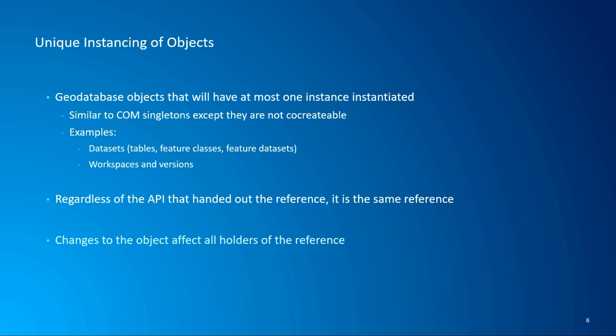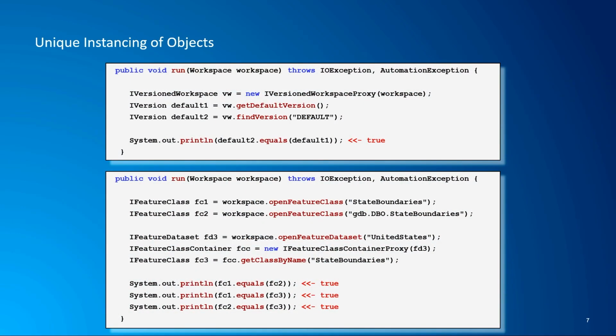So if you edit one of these things through one interface pointer, one of the pointers, it'll be reflected on the back end, and then other pointers that are also referencing the same object will see those changes. So regardless of the API that hands it out, you'll get the same reference. So again, changes to the object affect all holders of the reference to the object. So here are some simple little examples, where you can see in the top where we're, let's see, opening up a versioned workspace, and then we ask for the default version.